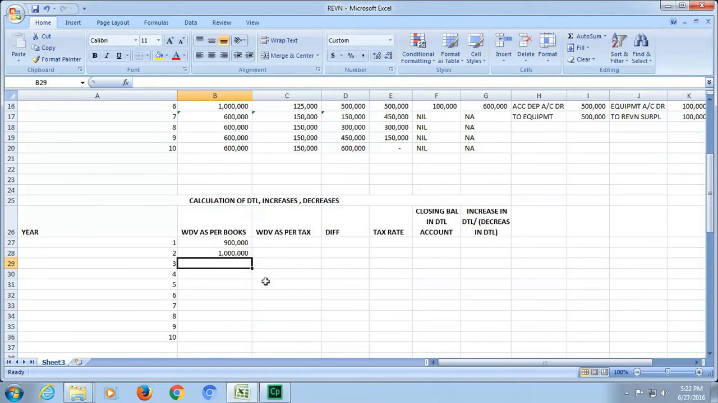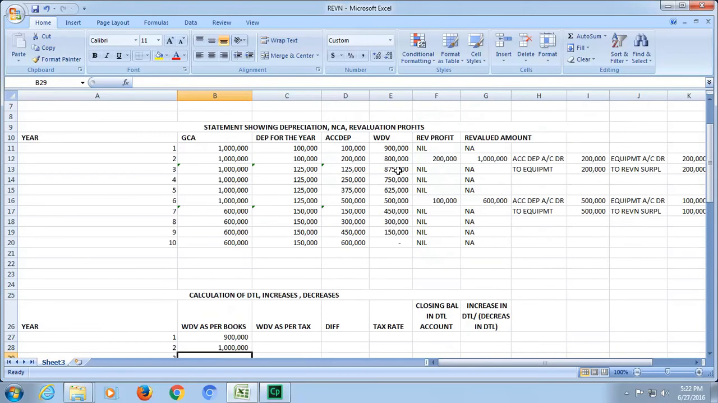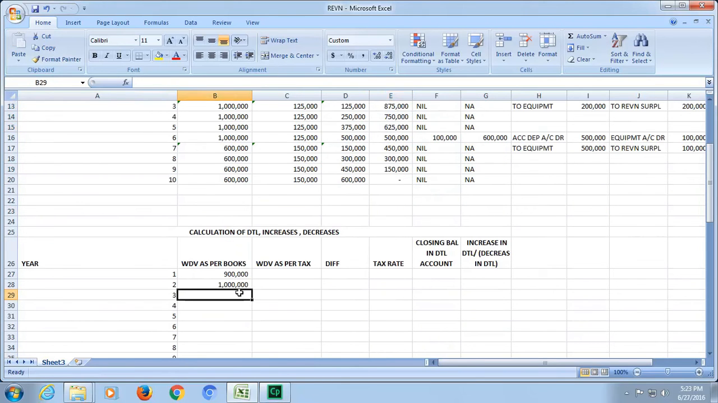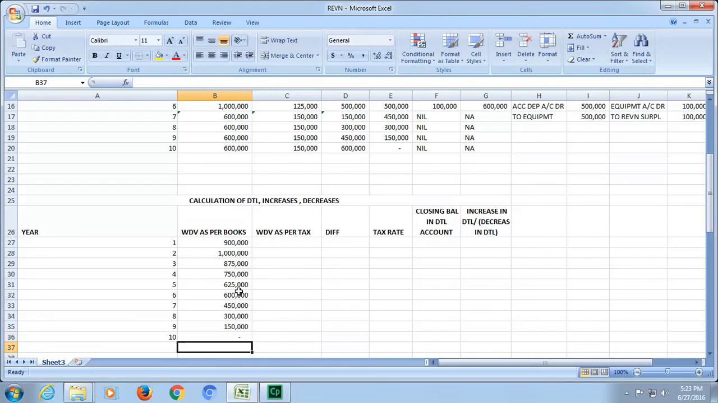WDV as per tax is the same. Now third year WDV as per books is 8,75,000 as per earlier statement, then 7,50,000, then 6,25,000. But in the sixth year actually WDV was 5 lakh, but we have to add revaluation profit of 1 lakh, based on which it became 6 lakh, then it became 4,50,000, 3 lakh, 1,50,000, and by the end of last year it was 0.